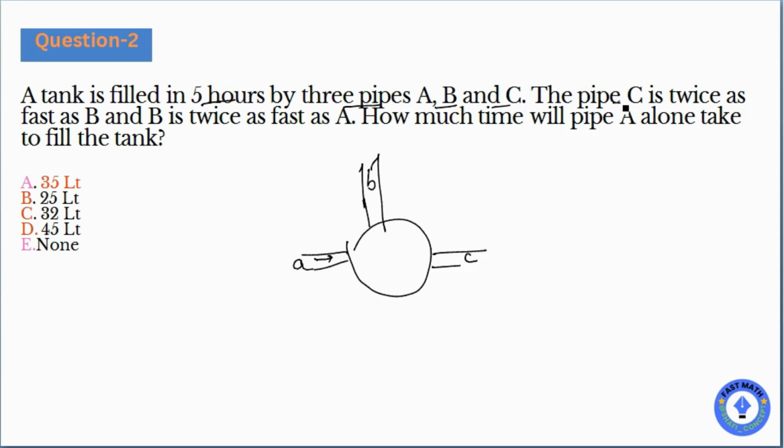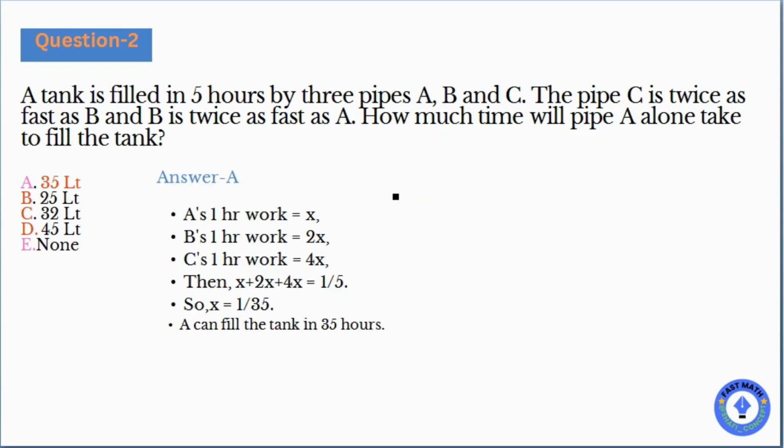But the efficiency: pipe C is twice as fast as B. That means if you take the efficiency of B, it is double the efficiency of A. If A is filling the tank in 1 hour, B can fill the tank in half an hour. That means it has double the efficiency. This is how to understand the problem, so that you have a better idea concept-wise and can do it in the shortest way. Let's move to the answer part.